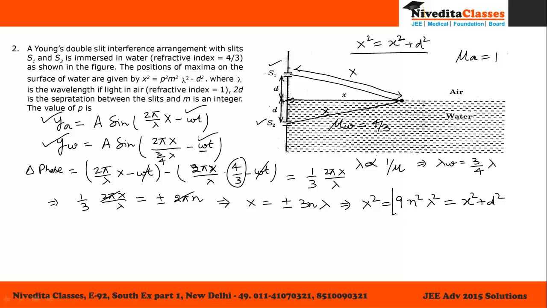If I compare this equation with the equation which is given to us, I can say by comparison that our p square is actually 9, and solving this we will get p is equal to 3, which will be our answer to the problem.